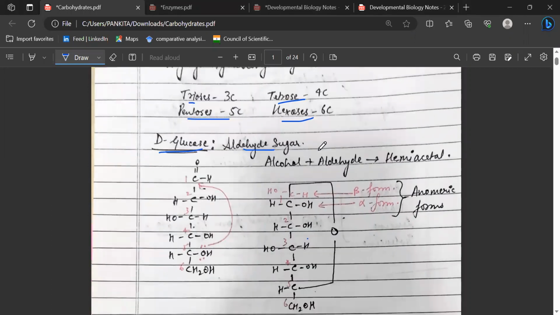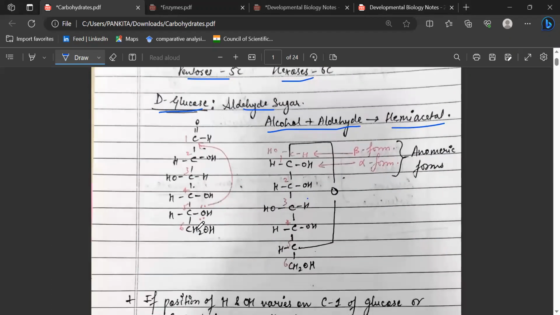D-glucose is an aldehyde sugar, and the combination of alcohol and aldehyde gives rise to a hemiacetal. This is the structure of glucose, which is a 6 carbon sugar, and this is the hemiacetal form. The anomeric carbon is the closest to the functional group, and the position of the hydroxyl group on the anomeric carbon gives rise to either the beta form or the alpha form. So if the hydroxyl group is on the right side, it gives rise to the alpha form, and if the hydroxyl group is on the left side of the carbon, it gives rise to the beta form.